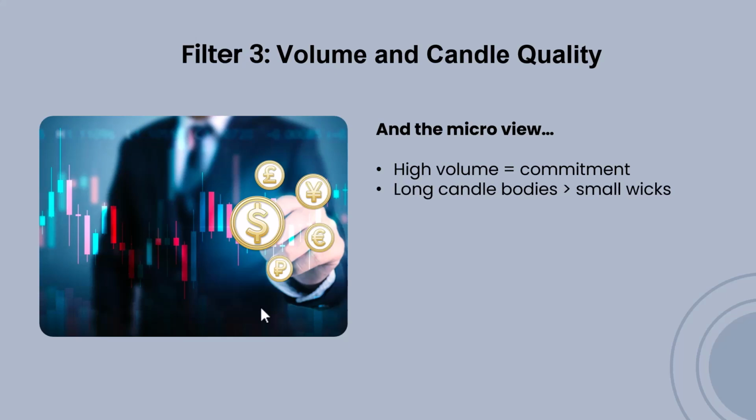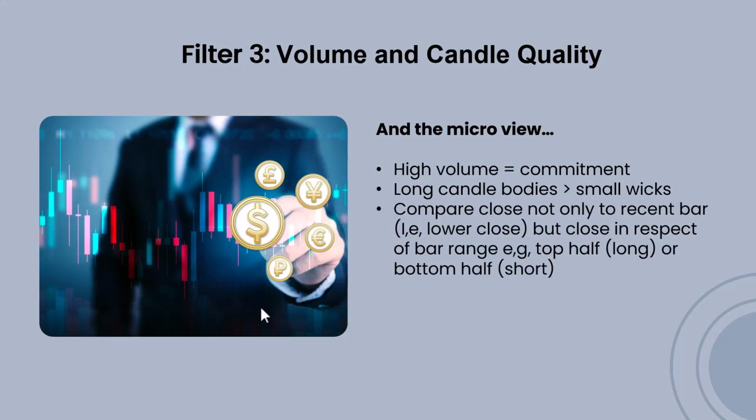Generally speaking, the engulfing candle is a long candle body. We often find that small wicks associated with that would give a stronger candle picture. We're not only comparing the close to the recent bar, for example, a lower close than the engulfing candle bar on that confirmation, but closing price in respect of the bar range. So if we're trading a long position, we might look for a close in the top half of the bar or the bottom half if going short.